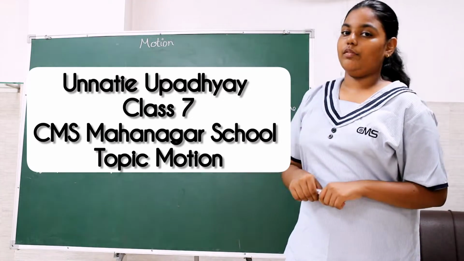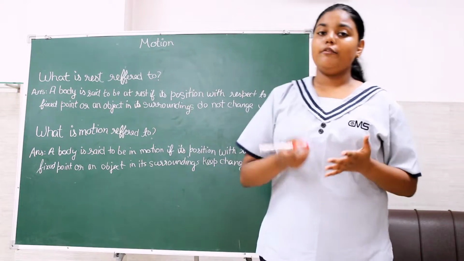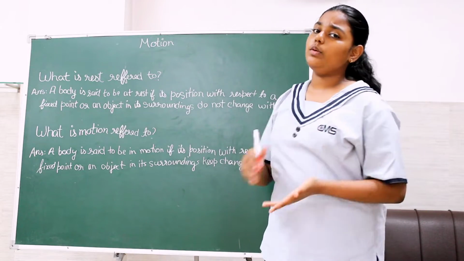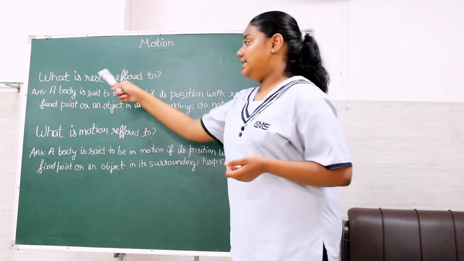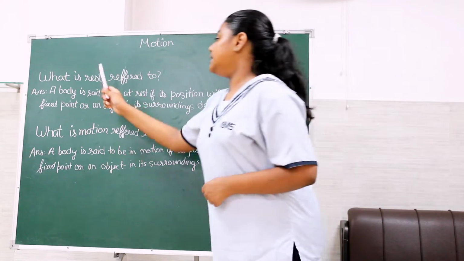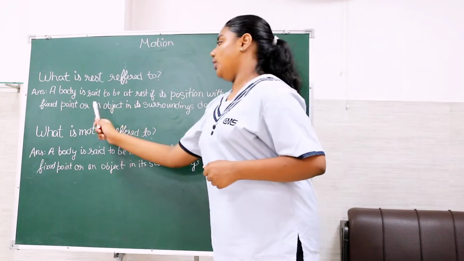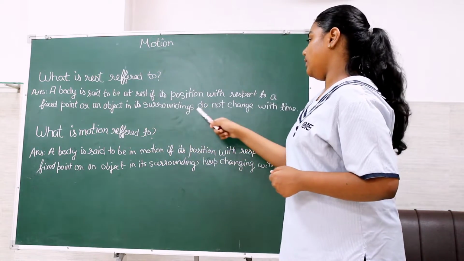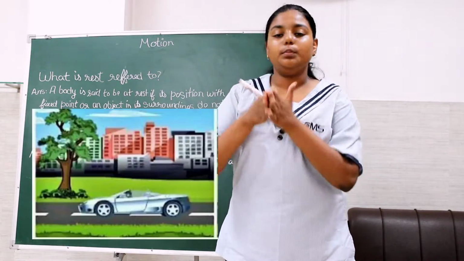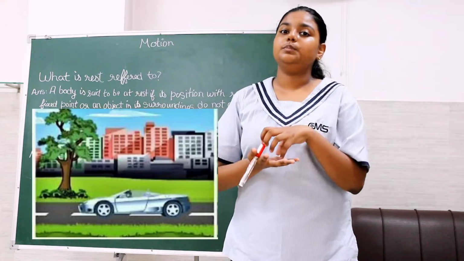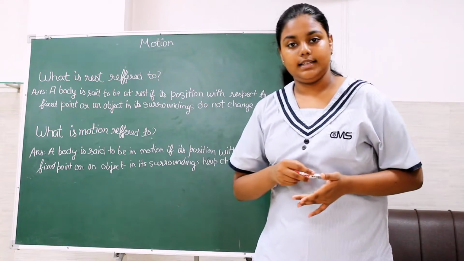In today's video, we are going to discuss motion and its types. So let's begin. For understanding its types, we first have to know the difference between rest and motion. What is rest referred to? A body is said to be at rest if its position with respect to a fixed point or an object and its surroundings does not change with time. So when the object is still, not moving, at a fixed point, the surroundings will not change. That time it is at rest.